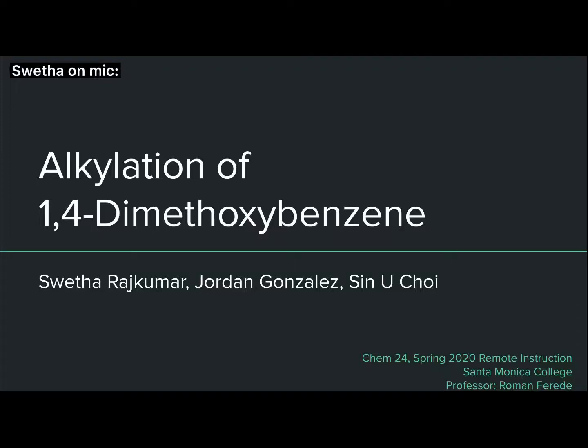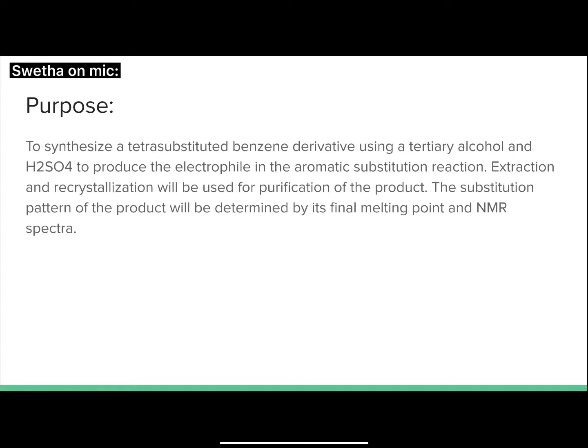Alkylation of 1,4-dimethoxybenzene. The purpose of this experiment is to synthesize a tetrasubstituted benzene derivative using a tertiary alcohol and H2SO4 to produce the electrophile in the aromatic substitution reaction. Extraction and recrystallization will be used for purification of the product. The substitution pattern of the product will be determined by its final melting point and NMR spectra.